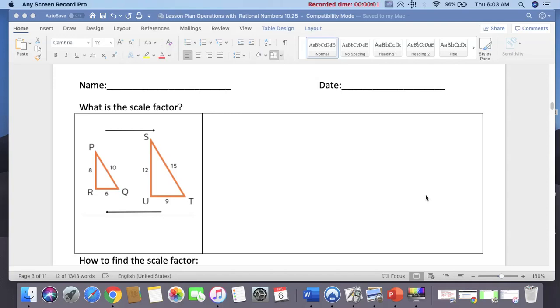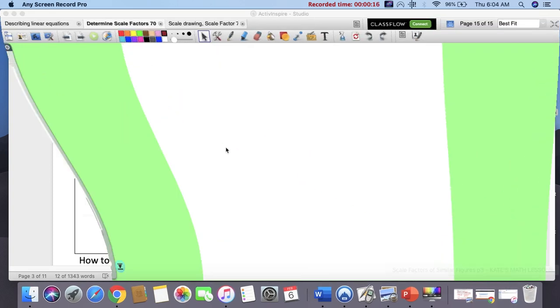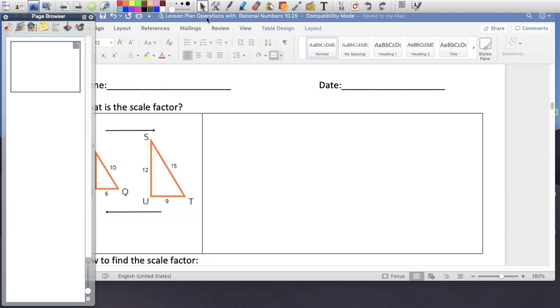Okay, so what is a scale factor? Scale factor is that number that we are going to multiply by or divide by to get our second figure. Okay, so let me just see if I can better explain that. Hang on a second, let me write this down.